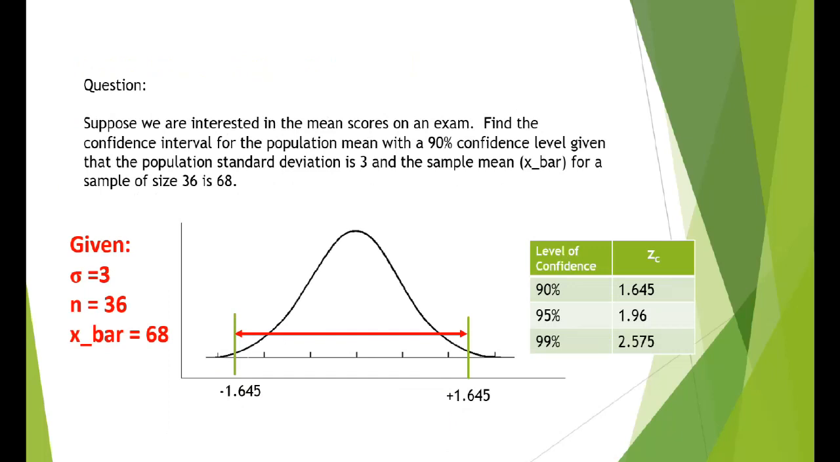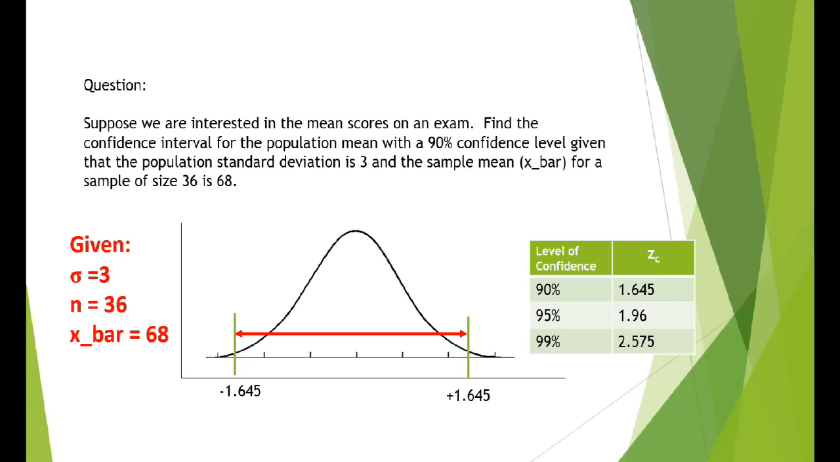So consider this problem. We're interested in the mean scores on an exam, and we want to find the confidence interval for the population mean with a 90% confidence level. We know that the population standard deviation, sigma, is 3. We know that the mean of the sample that we are pulling out is 68, and we know that the size of that sample is 36.